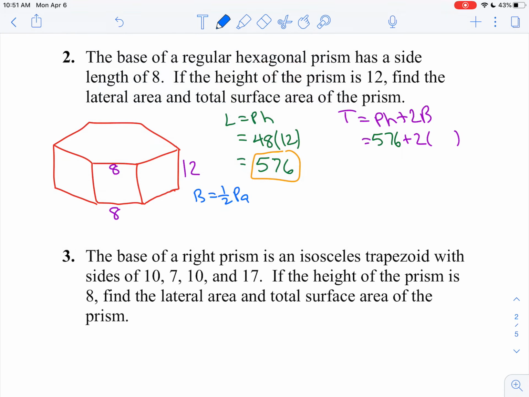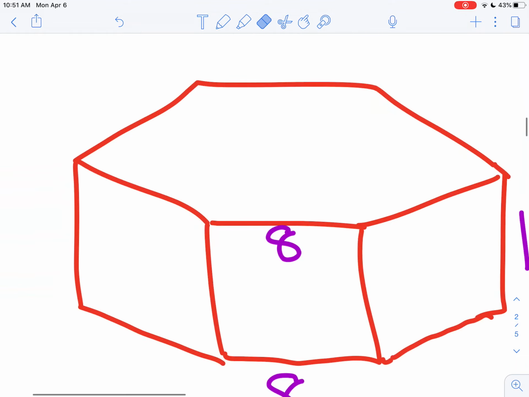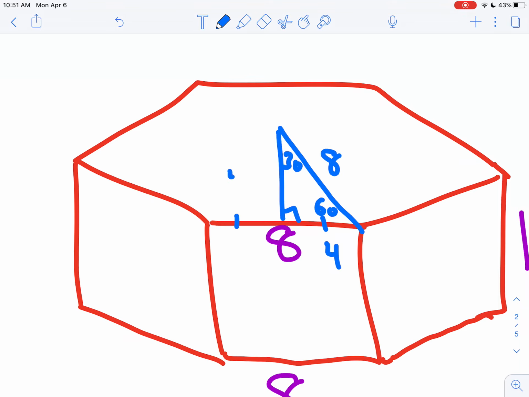Some of you guys might like the idea, if you remember from chapter 11, that your hexagon is composed of 6 congruent equilateral triangles. So some people like that approach. I'm going to review the 1/2 PA because why the heck not? So I'm going to zoom in here. Hope that's okay. And so there's a 4. There's our 30, 60, 90 that we love so much. And I don't need the 8, but I do need the 4√3.